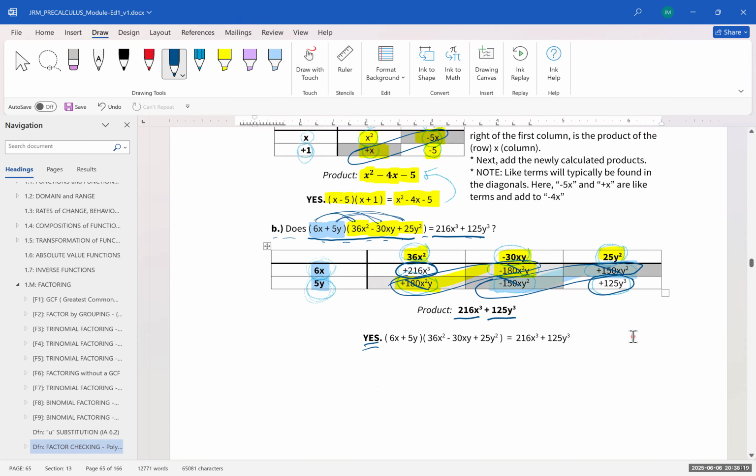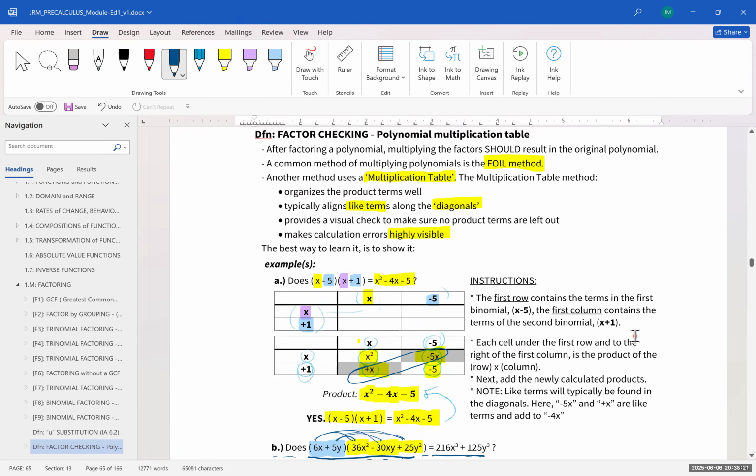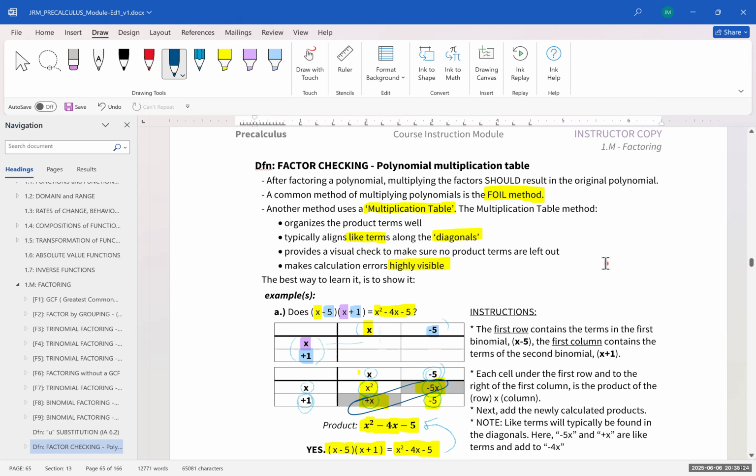Okay, that's it. That's factor checking with a polynomial multiplication table. Let me know if you have any questions.